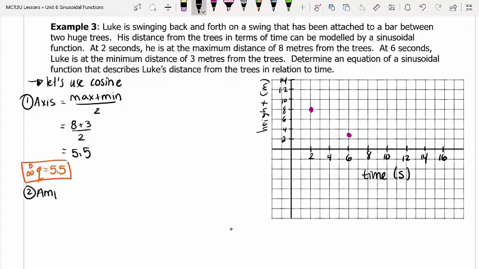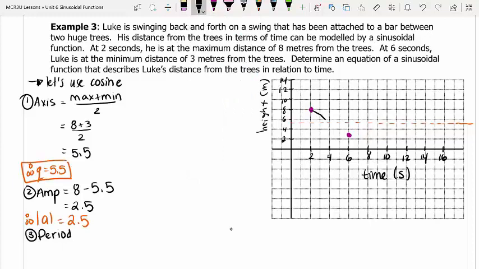Now we know that the amplitude is going to be the difference between the maximum point and the axis of the curve. Okay, so we're going to get an amplitude of 2.5, which then means that our absolute value of our A value is equal to 2.5. Okay, let's find the period.